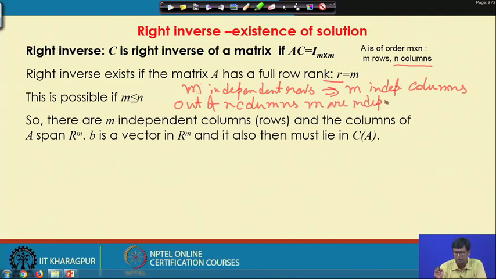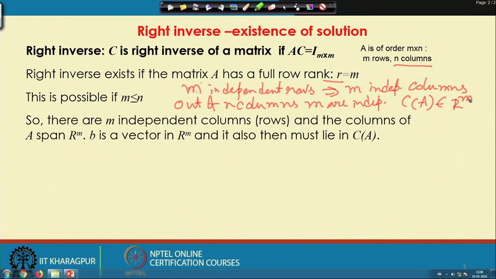linearly independent, and the column space is a subspace of R m. M is the number of rows. So, there are a total of m components in a column vector. So, the column space is a subspace of R m. So, we have R m vectors as column vectors, and there are m independent vectors. Therefore, the entire R m can be spanned by a few of the columns.